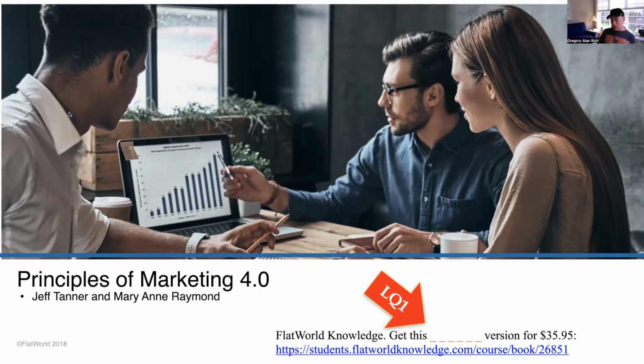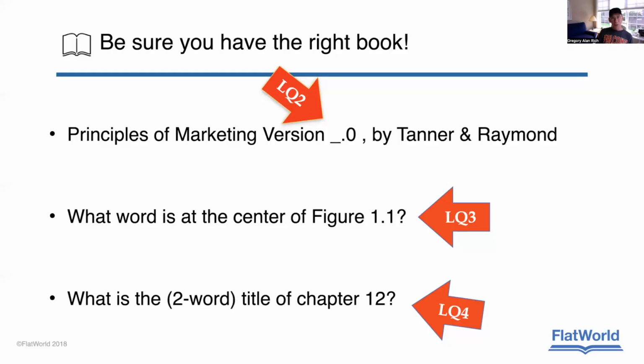So what I would do is I would perhaps write that down on a piece of paper with a pencil, or most of you will maybe just type it in directly into the Canvas page, which is underneath this video lecture. So again, get the online version for $35.95. The answer to LQ1 is online, that one word. And be sure you get the right book. So we're looking for version 4.0. So enter the digit 4, just the single digit 4 as the answer to LQ2.